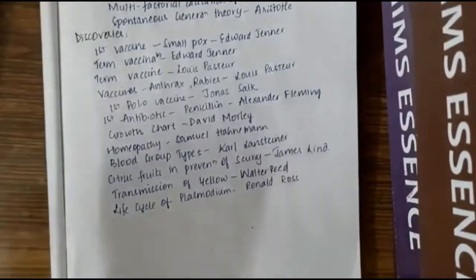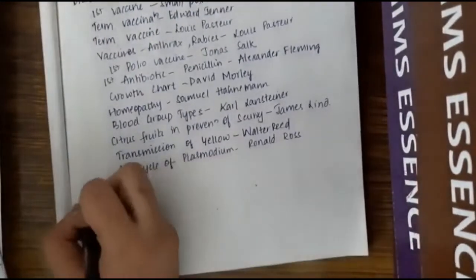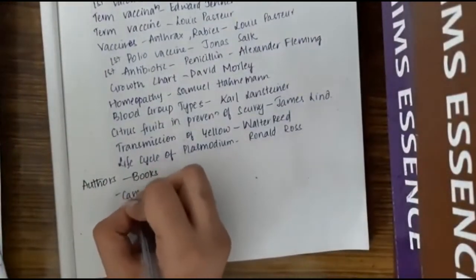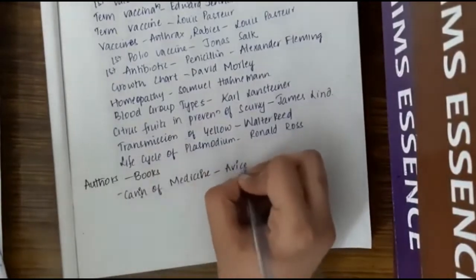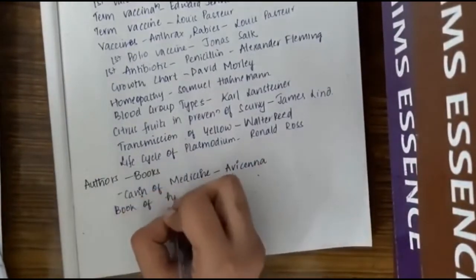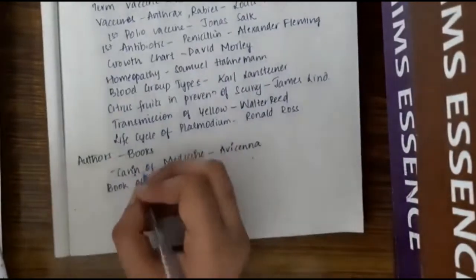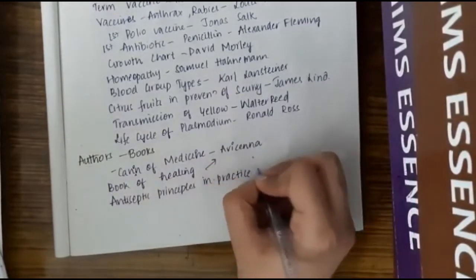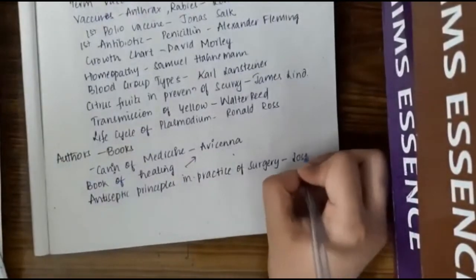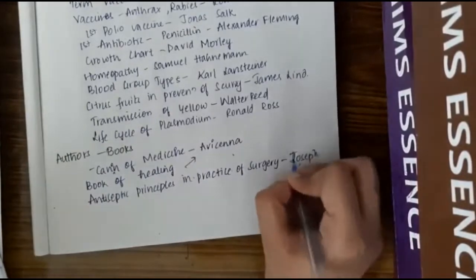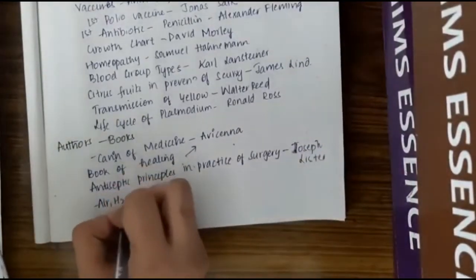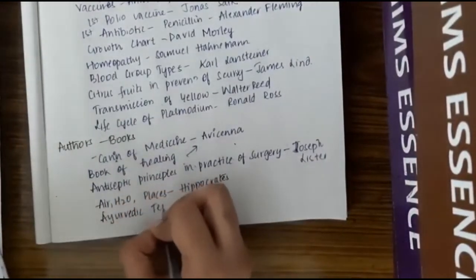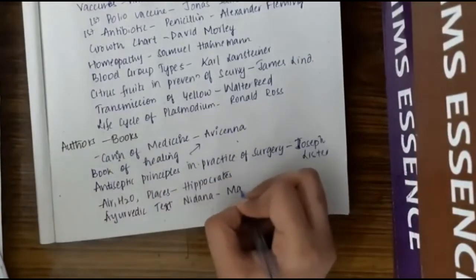Then we come to the books and their authors. First book, Canon of Medicine, is written by Avicenna. Book of Healing by Avicenna. Antiseptic principles in practice of surgery is given by Joseph Lister. Air, Water and Places by Hippocrates. Ayurvedic text Nidana is given by Madhava.